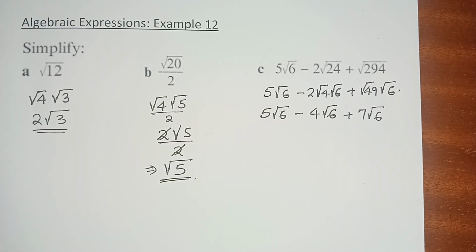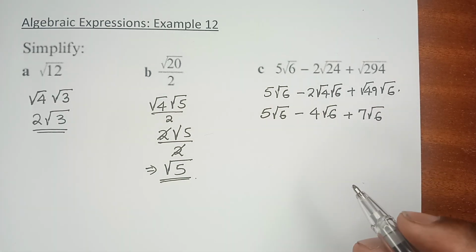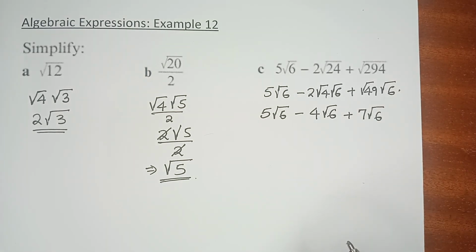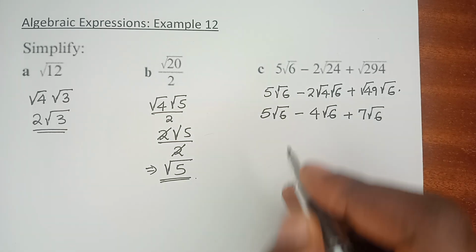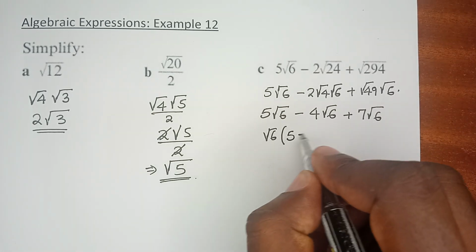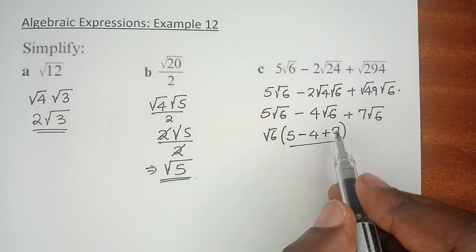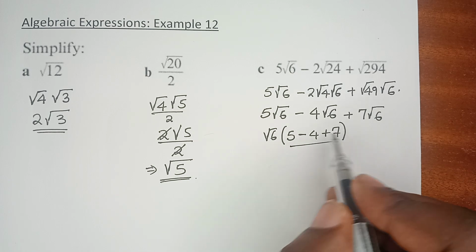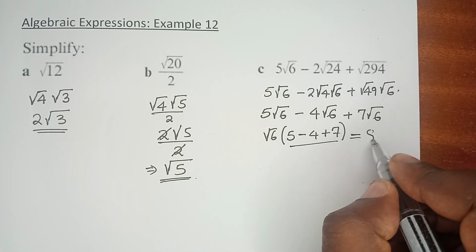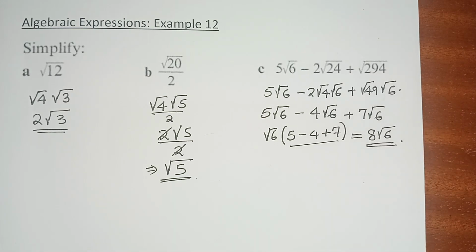all of them are root 6, root 6, root 6. It's like 5x minus 4x plus 7x. So root 6 is actually a common factor. Even if we were to take root 6 outside, we're going to have inside 5 minus 4 plus 7. And what is inside here? 5 plus 7 is 12. 12 minus 4 is 8. So eventually we have 8 root 6. And that is the final answer to that question.